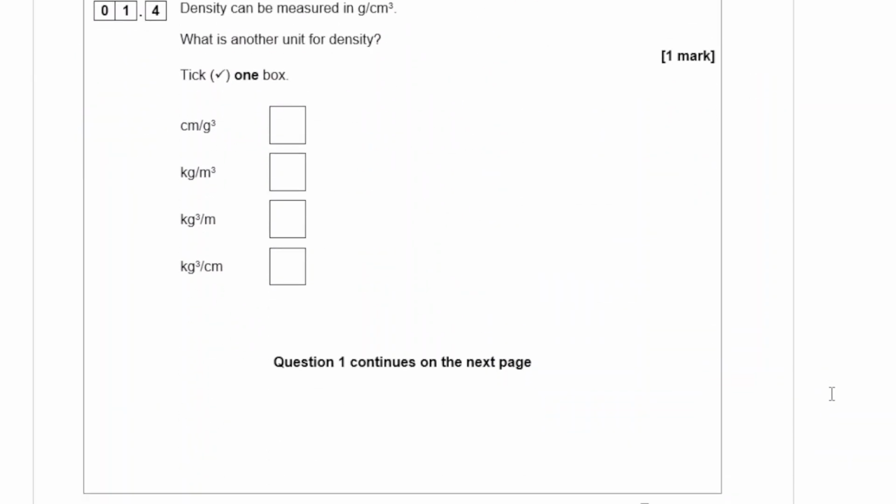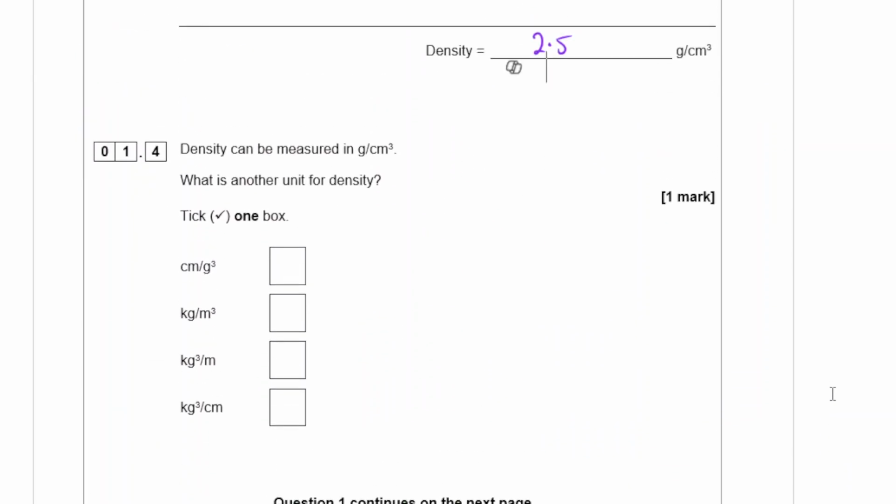Question 1.4. Density can be measured in grams per centimeter cube. What is another unit for density? Now, instead of grams, you can use kilograms. Instead of centimeter cube, you can use meter cube. So that would be kilogram per meter cube.